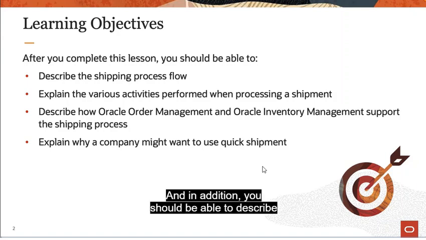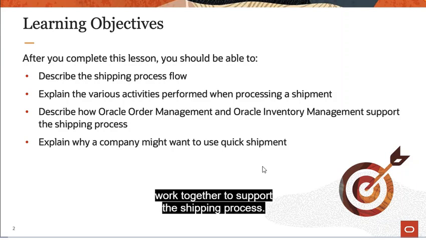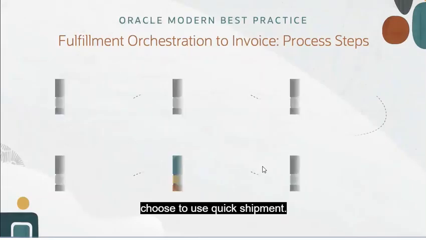And in addition, you should be able to describe how Oracle Order Management and Oracle Inventory Management work together to support the shipping process. Finally, you should be able to explain why a company might choose to use quick shipment.